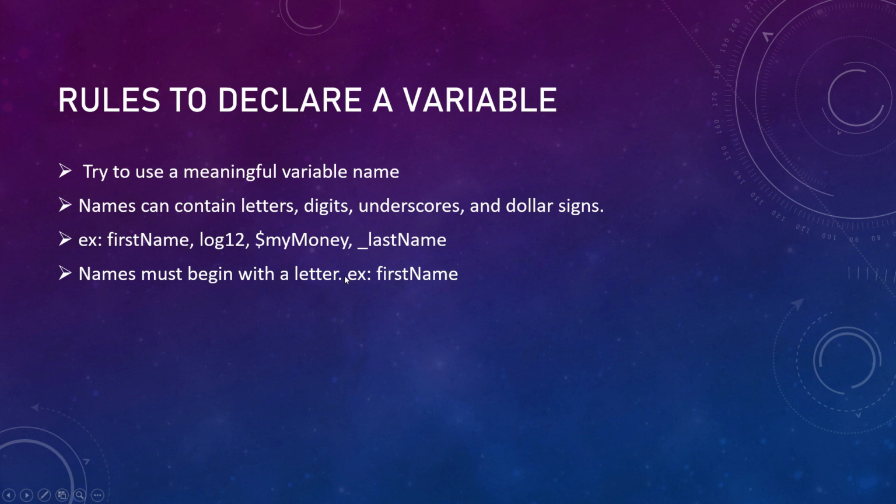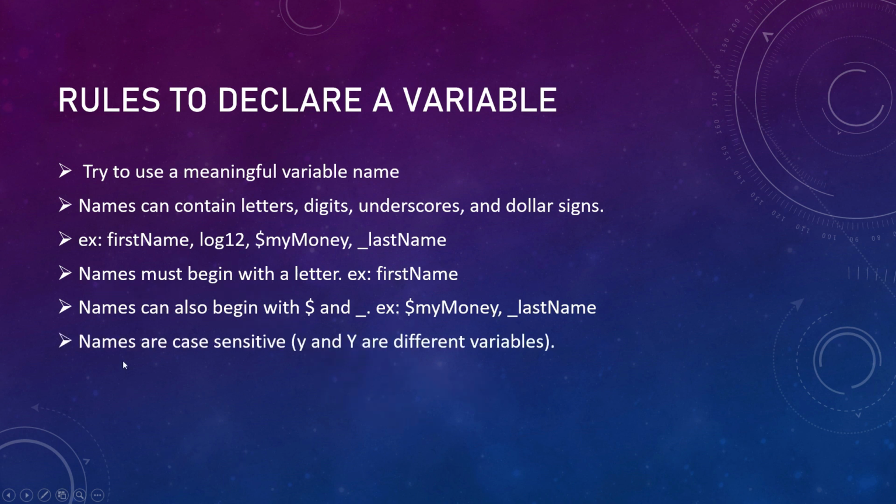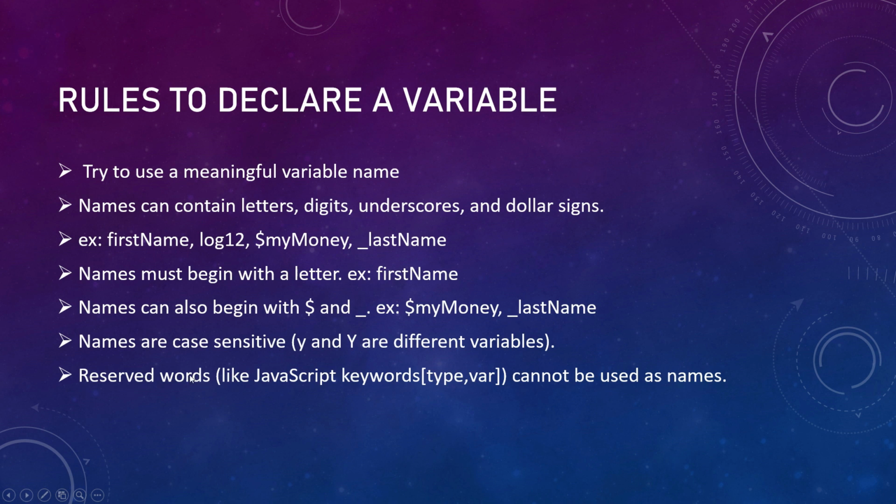Names must begin with a letter. Example, firstName. As I said, the first character of the variable should be a letter, or a dollar sign, or an underscore. Names can also begin with a dollar sign and underscore. Example, you can see. Names are case sensitive, so a small letter y and a capital letter Y are different. Both are not the same. Reserved keywords we should avoid while declaring a variable, like the type keyword, the var keyword.